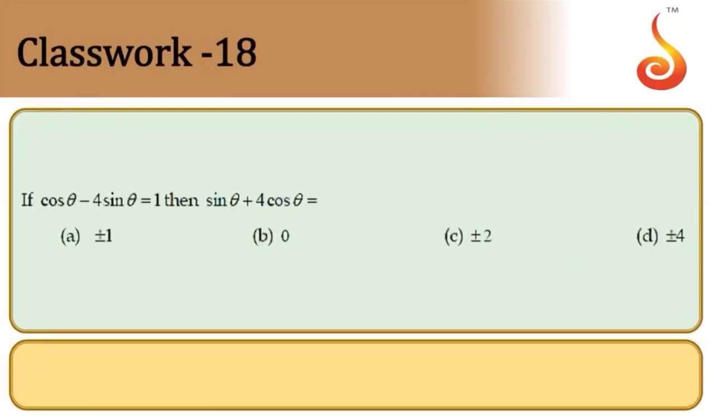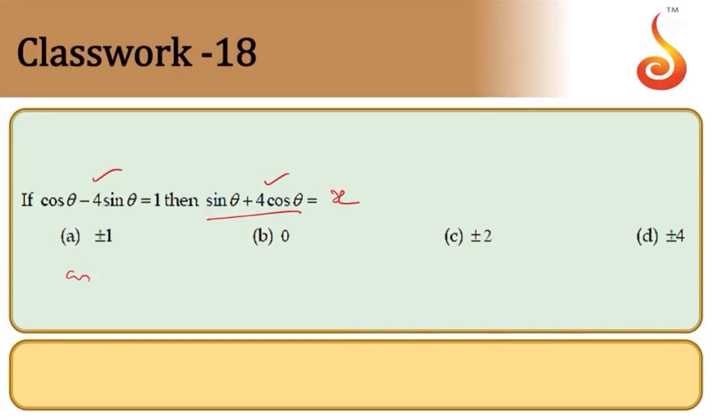Let's proceed to the 18th one. cos theta minus 4 sin theta is equal to 1. sin theta plus 4 cos theta, I do not know how much is the value. Let me take it as x. Then squaring and adding it.